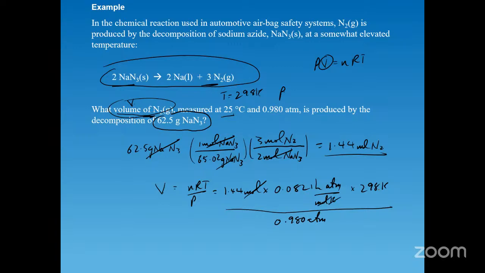And that's basically the setup in terms of unit cancellations. This is what will happen. Atmospheres cancel out, so the only unit remaining will be liters. So let's do this calculation. 1.44 times 0.0821 times 298, and then divide that by 0.980. And according to my calculation, this works out to be 35.9 liters. And that would be the answer to this question. All right? Any questions about this example? Any questions?